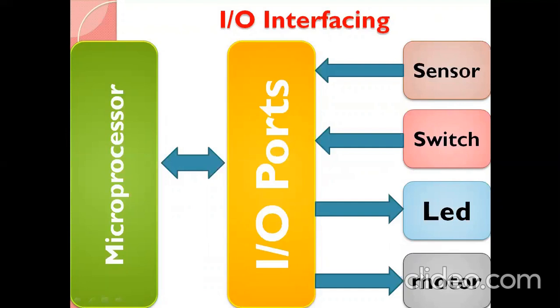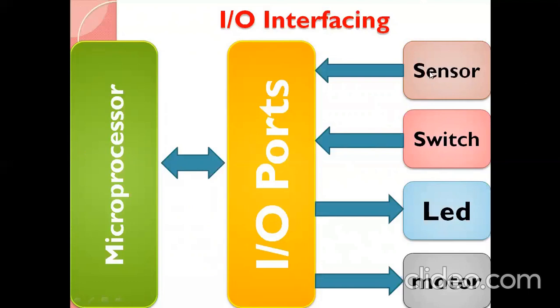If I want to interface this input device and output device to the processor, I need I/O ports. So the I/O port is used to interface the microprocessor and the peripheral device. Peripheral device means input device and output device. Take the example of a switch. Suppose I switch it on. If the switch is on, the status is high. The status will be sent to the input port. From the input port, it will go to the microprocessor.